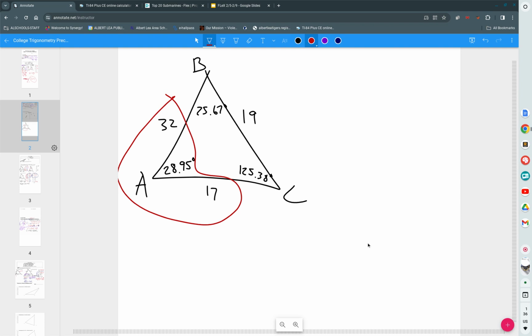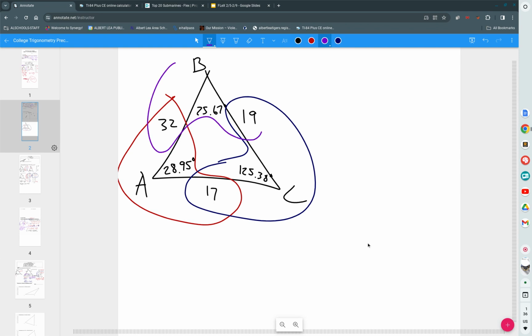This group right here, you're going to try on your calculator, and you do 1/2 times 17 times 19 times the sine of 125.38. And finally, this group over here, you guys are going to do 1/2 times 32 times 19 times the sine of 25.67. So once you get a result, go ahead and speak to the person next to you. See if you got the same answer as they did. Okay, and then we'll go ahead and compare our results.